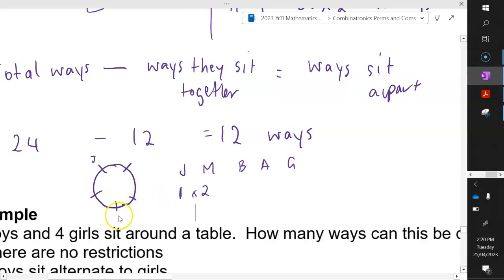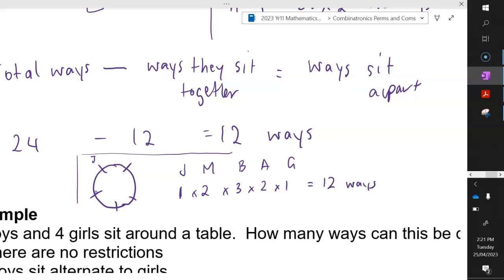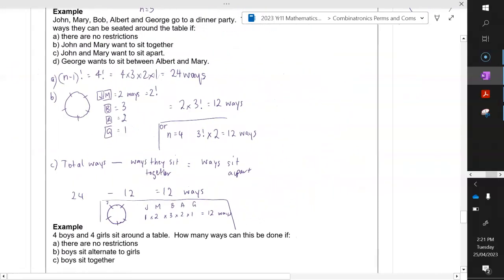So she's picked one of these 2 there. So say she's picked this one over here on the left. Bob comes in. Bob's got 3 choices then that he can pick from. Albert's got 2 and George has got 1. So if we times those together, we get 12 ways as well. So that's just another thought to think that, yep, there's often multiple ways to work out these questions, and we want to know how to do all of those ways.